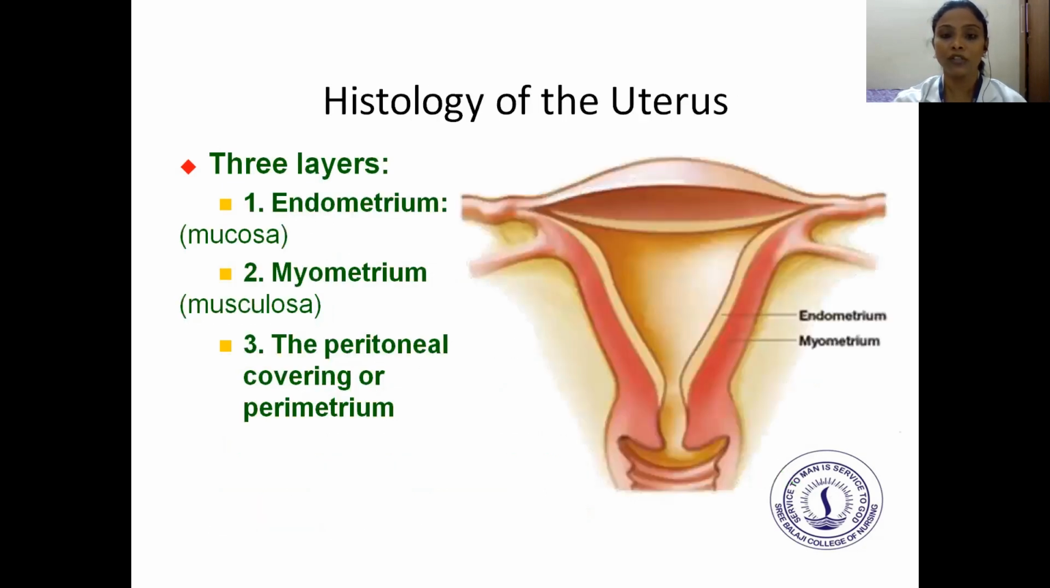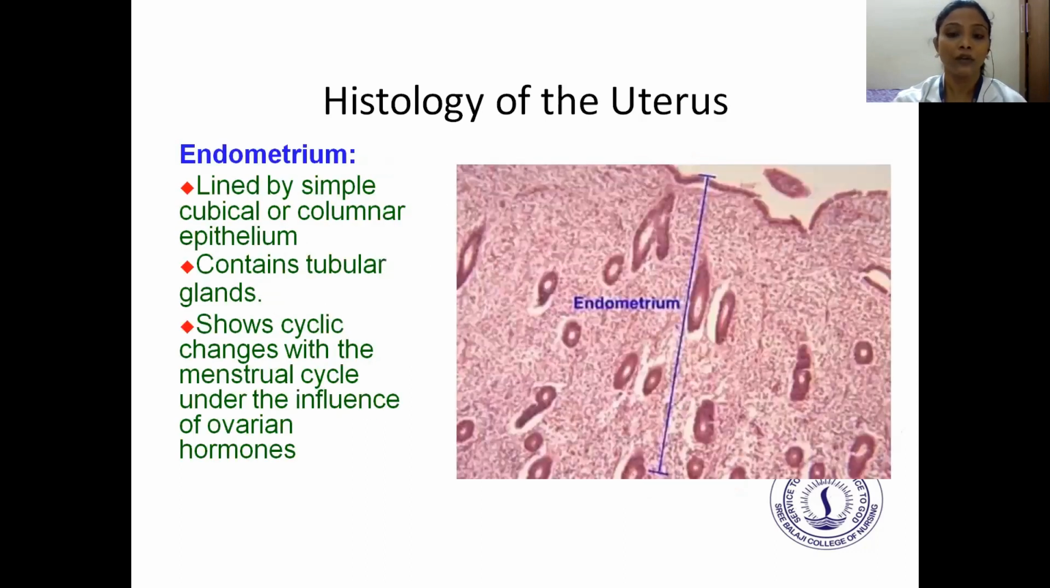What is the histopathology of the uterus? In histopathology, the uterus has three layers, that is endometrium, myometrium, and perimetrium. Endometrium is fully covered by mucosa, whereas myometrium is full of muscle, and the perimetrium is nothing but the covering of the peritoneal layer.